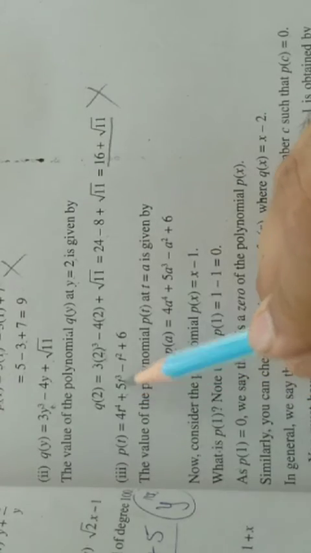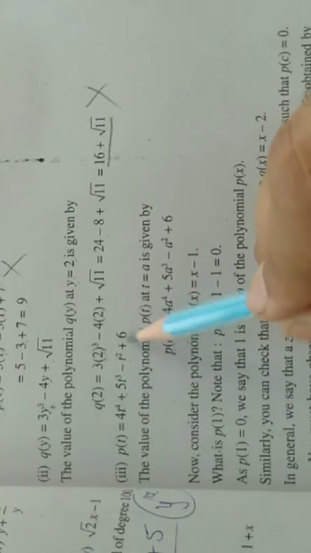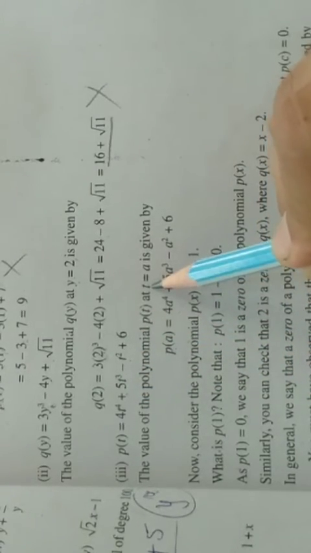Now next is 4t raised to power 4 plus 5t raised to 3 minus t square plus 6 at t is equal to a.